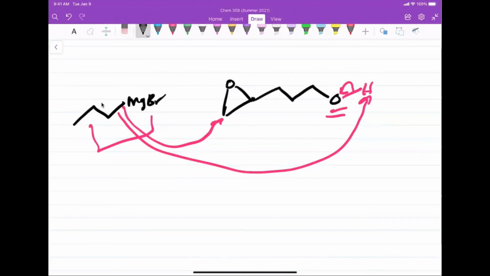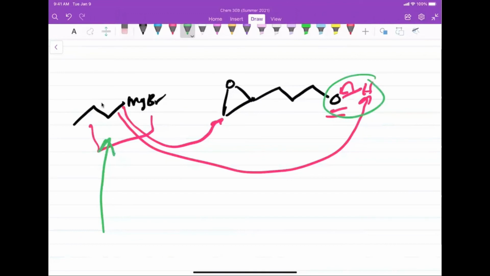Yes, exactly. That's the solution for this one. So one solution is to use excess, which isn't always a great solution because, like I said, if you spend more than one synthetic step making this organometallic reagent, the last thing you want to do is waste half of it on an acid-base reaction that you don't even care about. So one solution, yes, is exactly that. We can use a protecting group here to protect our alcohol before we react with the organometallic.